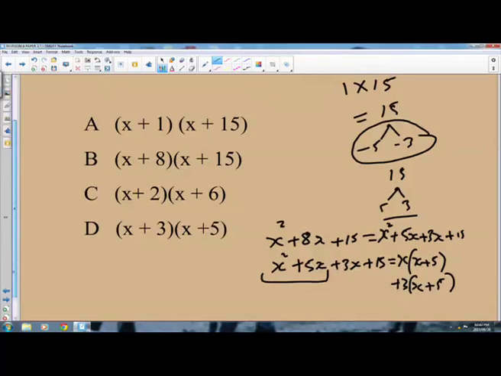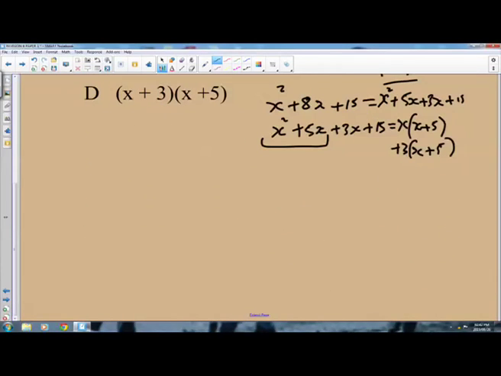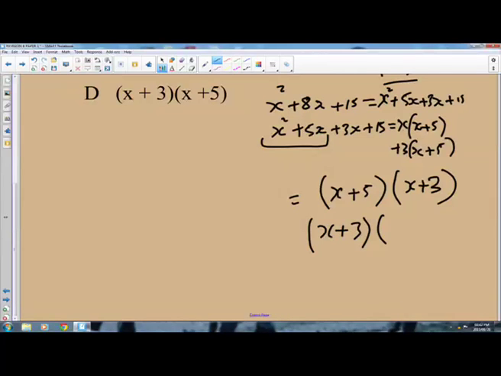So what we have is x plus 5 and x plus 3. So this is how we can factorize that expression. So we'll get the answer as x plus 5 times x plus 3, or we'll get it as x plus 3 times x plus 5. So we have to look for either the first or the second. Let's check in our alternatives.